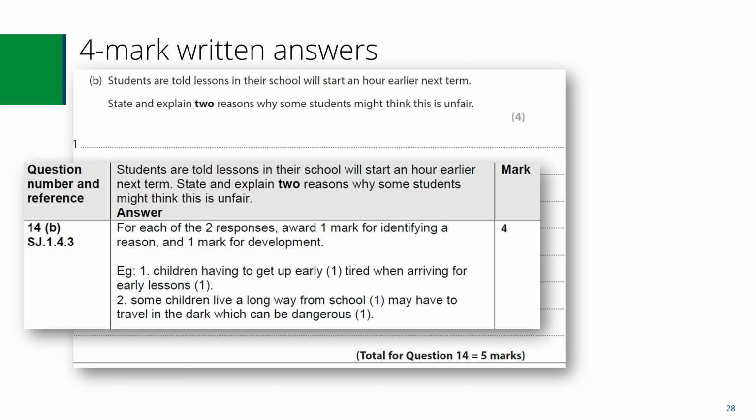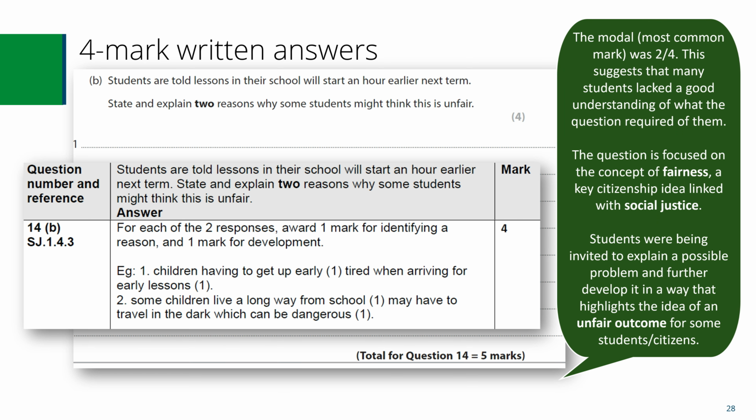There's a key concept of unfairness here, and what examiners were looking for was a statement of a problem that this might cause for some students and a development that would show understanding of what unfair means. I particularly like the way that some of the answers here recognise that because some children live a long way from school, they could be travelling in the dark, which is dangerous. Or some children have to get up early. This means they're tired when arriving at lessons. And implied within these answers is the idea that only some children are affected by this, which makes it intrinsically unfair.